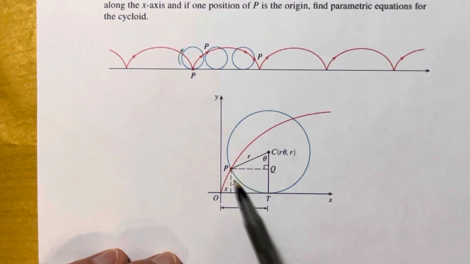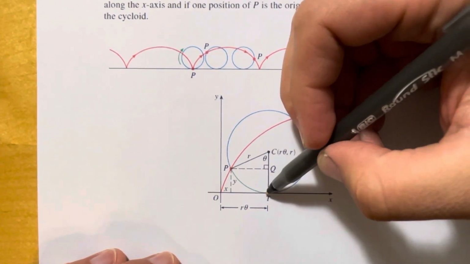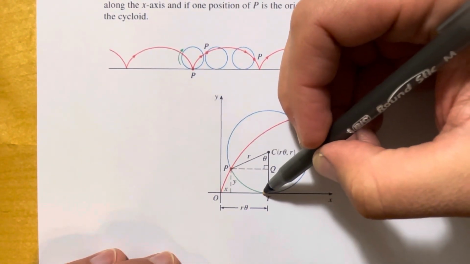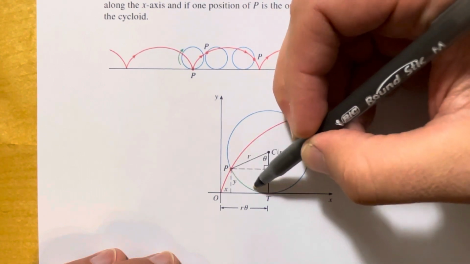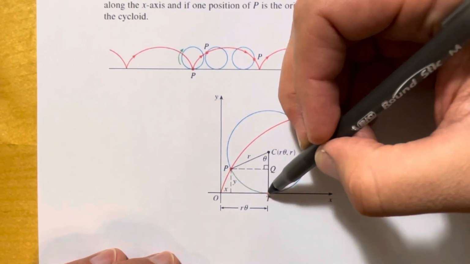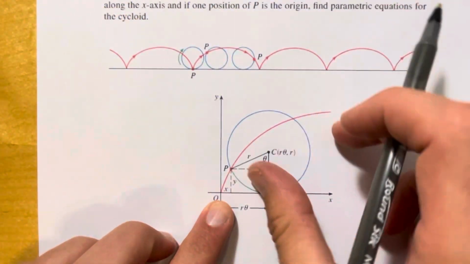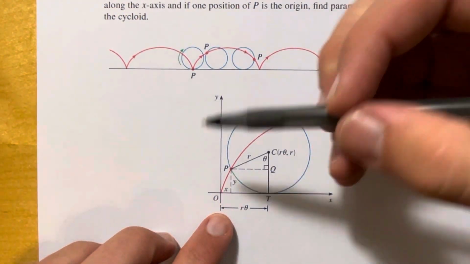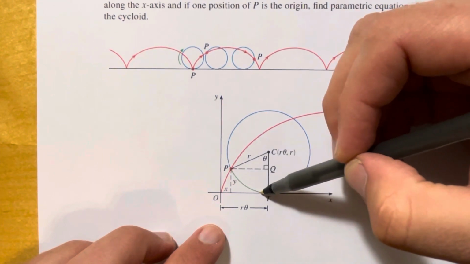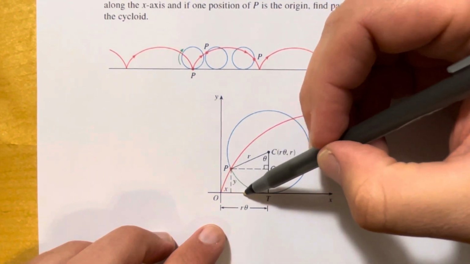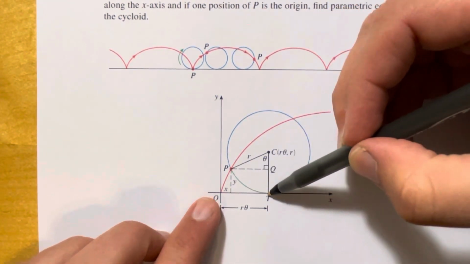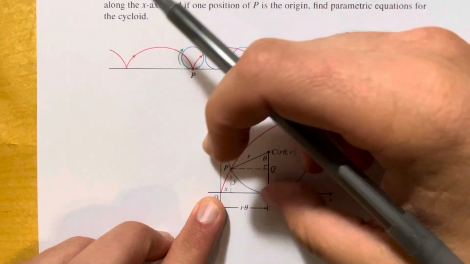So if we follow that, point P is going to have gone through this green arc right here as the circle rolled about this far. And because this circle is rolling on that horizontal line without any slipping, the length of that green arc is going to be exactly the same as this line segment on our x-axis right here, because that's what it has rolled through so far.